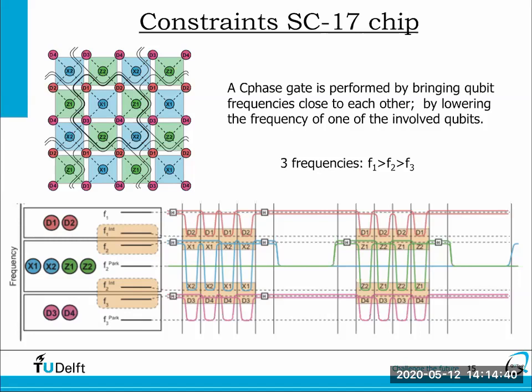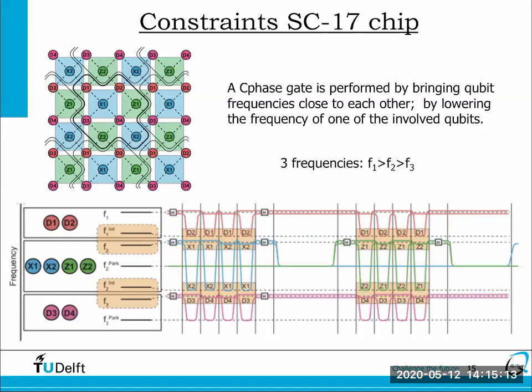If you look at the diagram here in the bottom, I have, for example, qubits D1, D2, they use frequency 1. Qubits X1, X2, Z1, Z2, they use frequency 2. And D3, D4 use frequency 3. If I want to perform, for instance, in this example, a C phase between D2 and X1, you have to lower the frequency of the red qubit D2 next to X1.